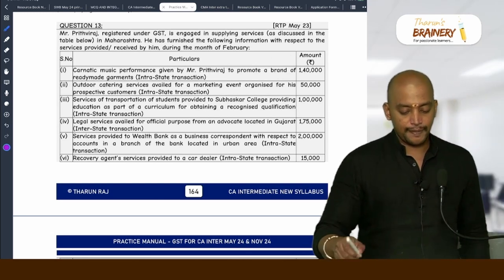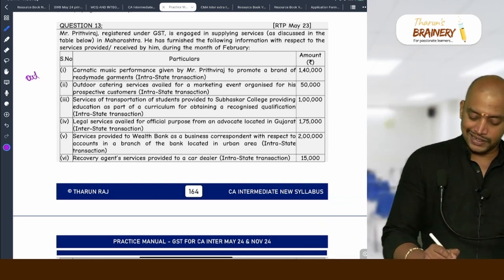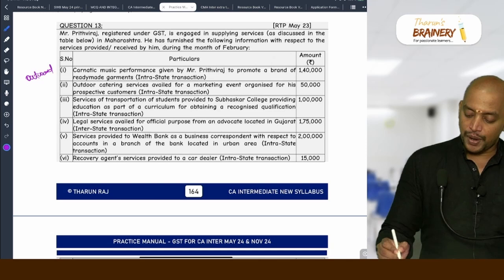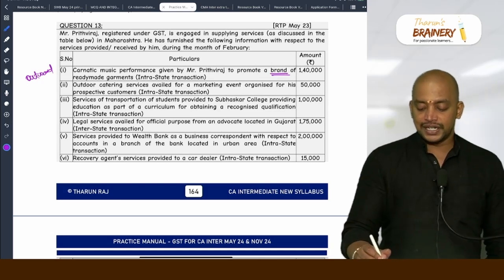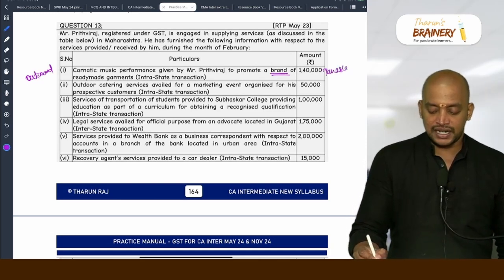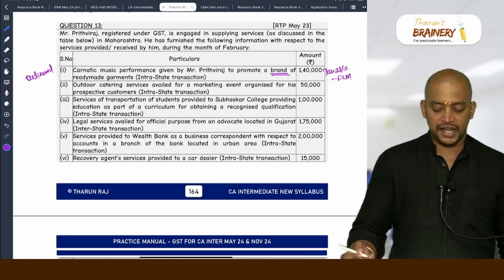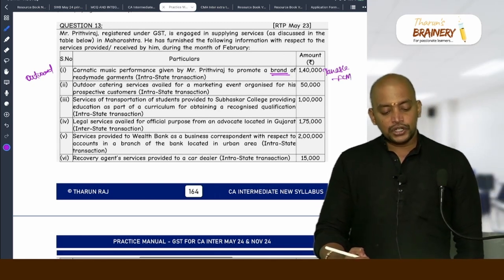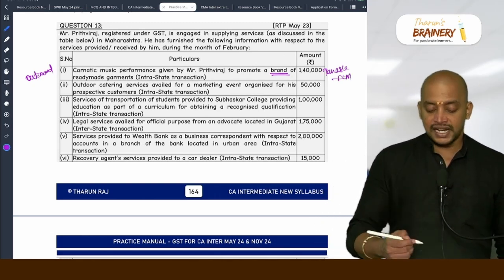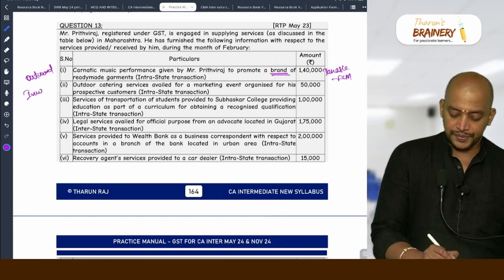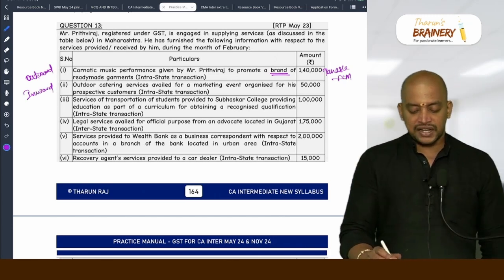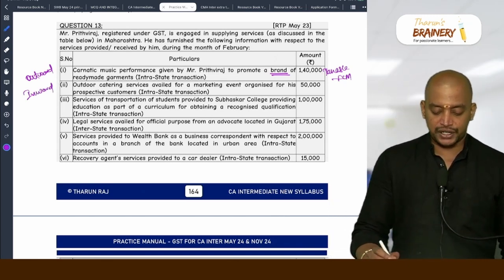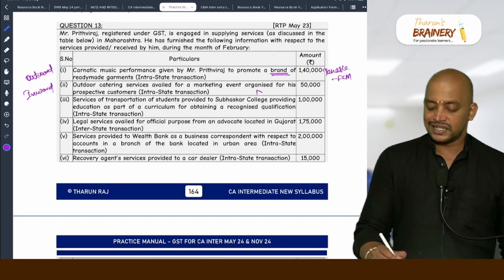Inward or outward? Outward. To promote a brand. Due to that reason, it will be taxable and it is not under RCM, so FCM. Outdoor catering services availed means inward, for a marketing event organized for his prospective customers, no ITC.